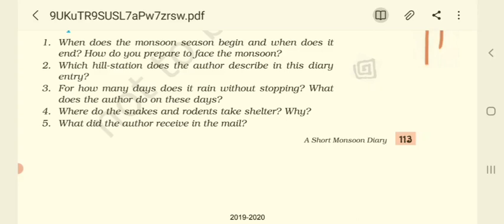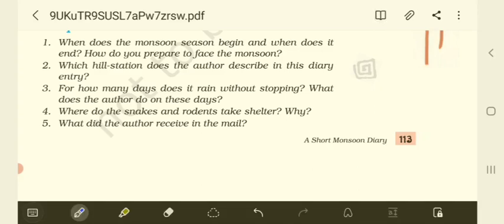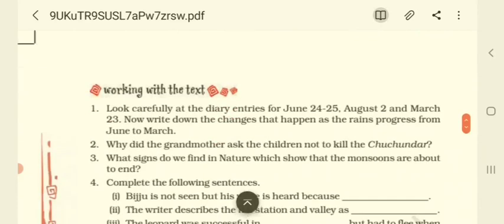What does the author do on these days? Where do the snakes and rodents take shelter? Under the ground in their burrows and holes, right? Why? Because they cannot sustain rainfall. What did the author receive in the mail? A little check, right?